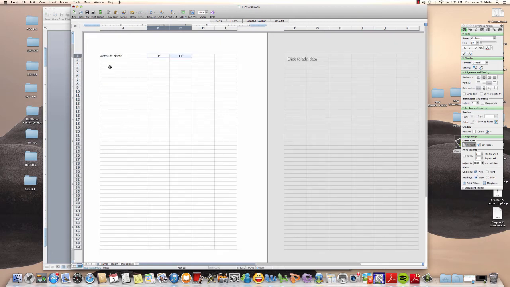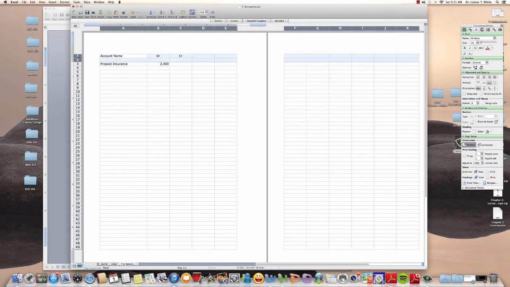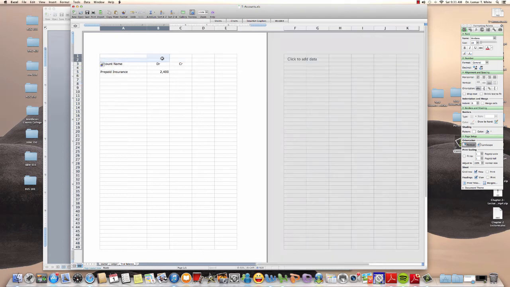I'm going to start with prepaid insurance, which has a balance of $2,400 on the debit side. So I'm going to come to my trial balance and put prepaid insurance, $2,400 on the debit side. And let me just include a line here that says trial balance. I'm looking to merge these, but I can never find it. Here we go, merge cells.